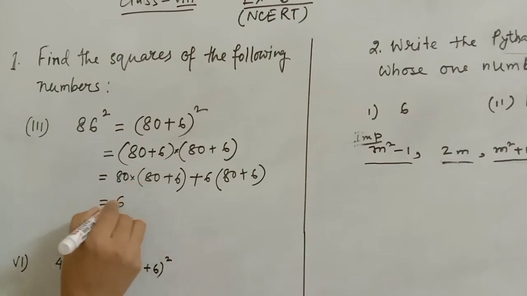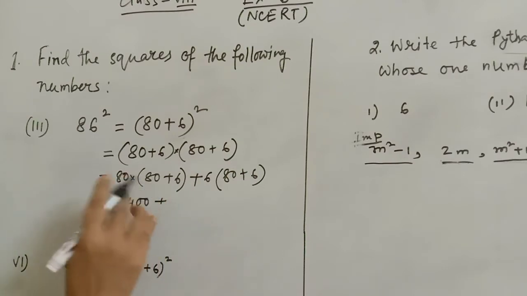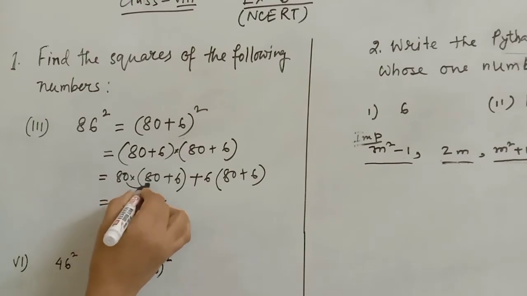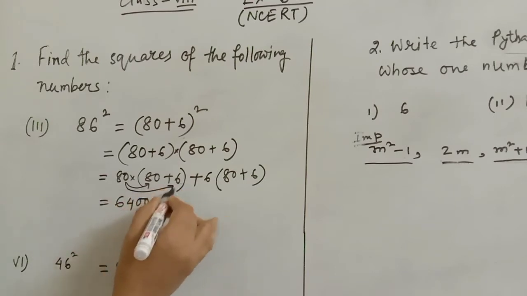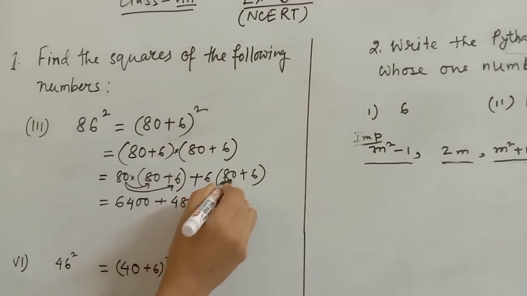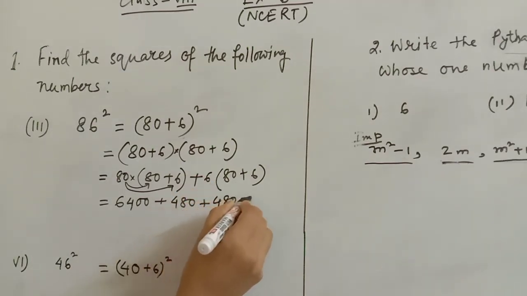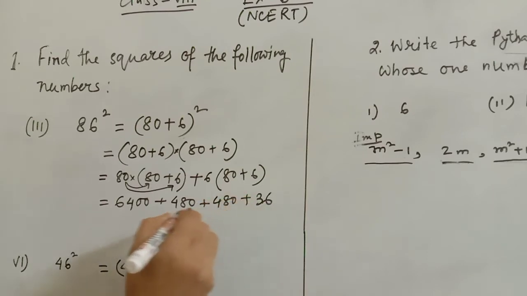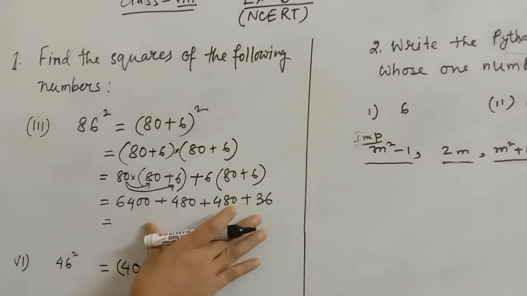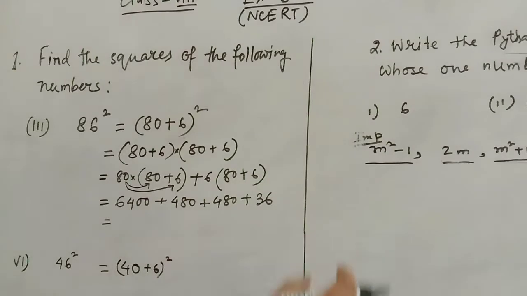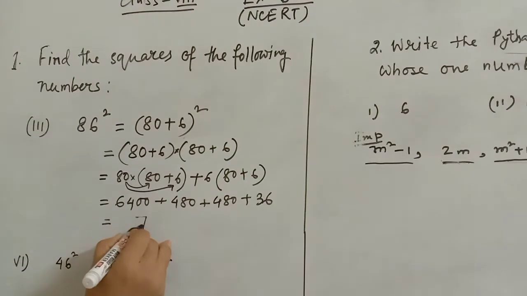Now 80 into 80, 6400. 80 into 6, I will multiply the first 80 first and then the second one with 6. So 480, again 6 into 80, 480, plus 6 sixes are 36. Next, if we add all these, you draw a line on the right side of your copy and do the rough work there. You will get the value 7,396.